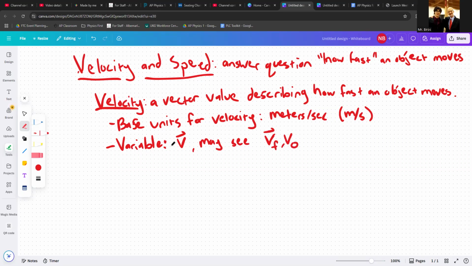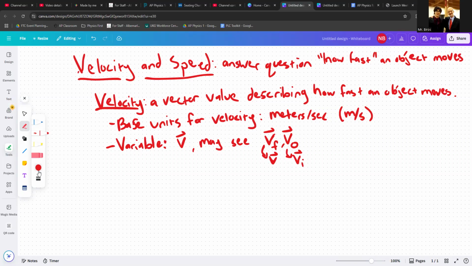V initial. Now, we talked about this a little bit. There's alternate ways to write these. V final could also be written as just v. You'll see that sometimes. V initial, sometimes written as vi instead of v0. There's a number of options for this. Both vf and v would indicate final. Both v0 and vi would indicate initial. So there's some options there.